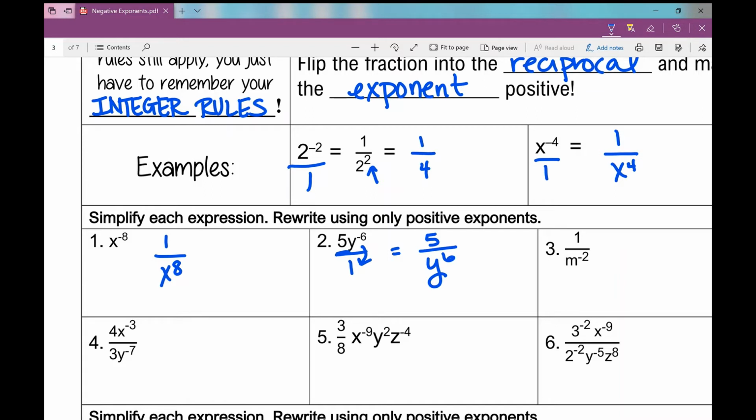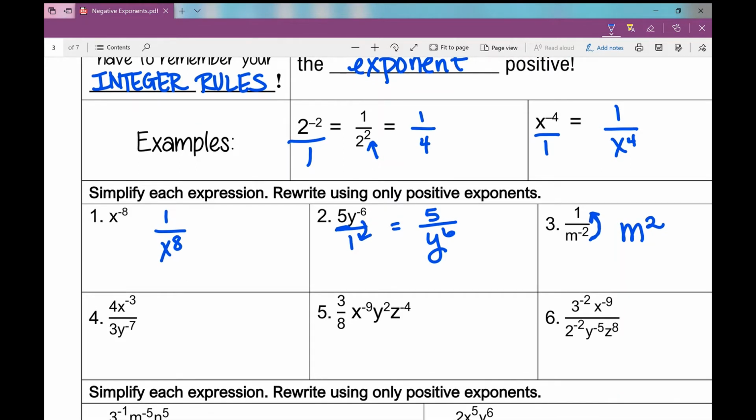If I flip this, what happens to that variable and the exponent? It now goes in my numerator. So that's generally what you can do. If it's in your numerator and it's a negative exponent, move it in your denominator and make it positive. If it's in your denominator, negative exponent, move it in your numerator and make it positive. So I can rewrite this as m squared. Looking over here at number 4, 4 over 3, well, I have a negative exponent attached to that 3 up, or that x up top.